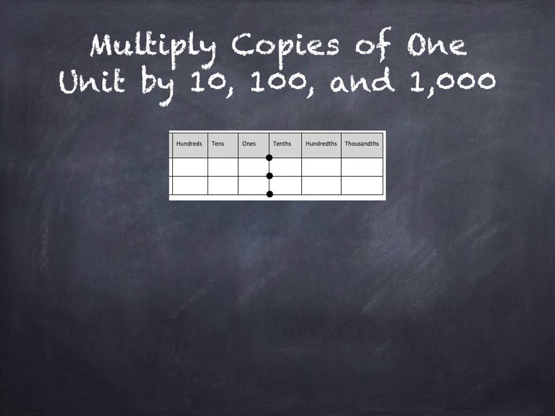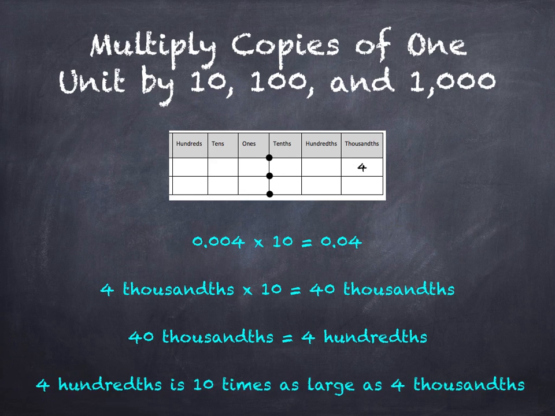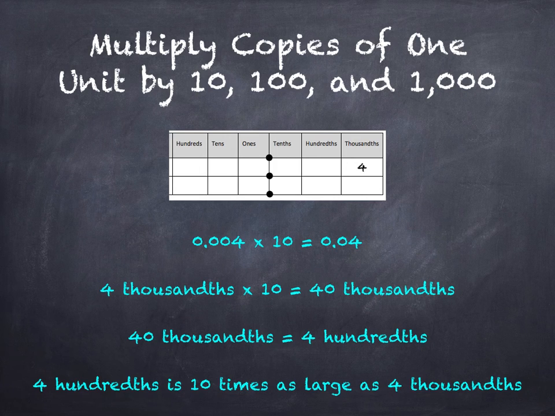Now we're going to look to see what happens when we have 4 thousandths. So again, to show that on our place value chart, we would put a 4 in the thousandths place. 4 thousandths times 10, we would move it 1 to the left, 4 hundredths. So 4 thousandths times 10 is the same as 40 thousandths. 40 thousandths is actually the same as 4 hundredths. So we know that 4 hundredths is 10 times as large as 4 thousandths. Okay, so on the chart, if we multiply 4 thousandths times 10, we get 4 hundredths.